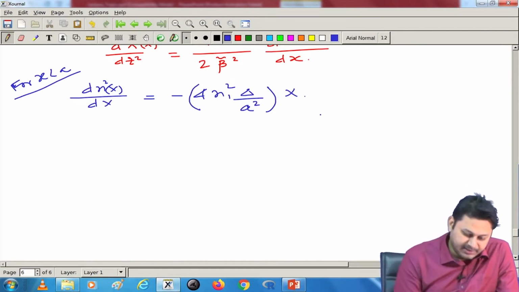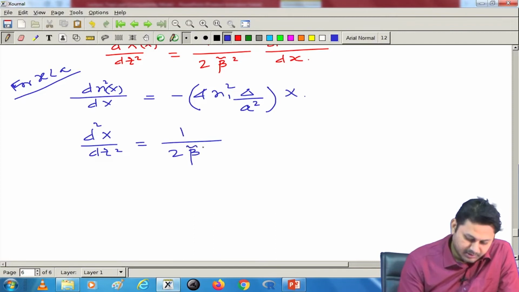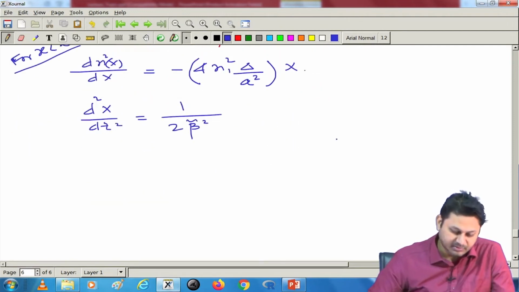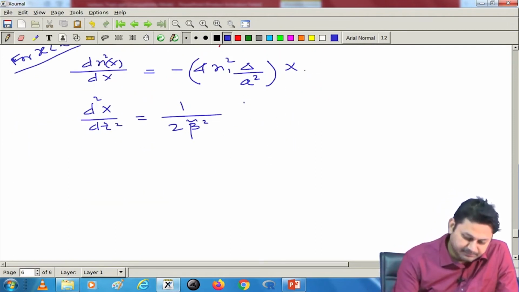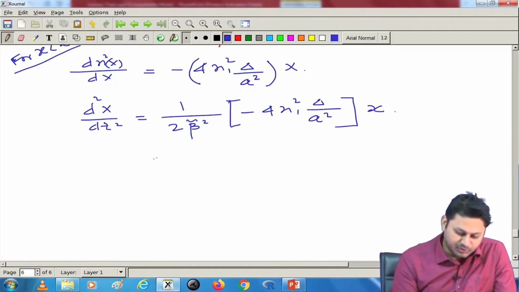So, I can put it here in the ray equation. So, the ray equation becomes d2x/dz square will be simply 1 divided by 2 of beta tilde square and this quantity d(n square)/dx. I just replace this here whatever the value I got. So, it should be minus of 4 n1 square delta a square and then x. This portion is constant. So, whatever.